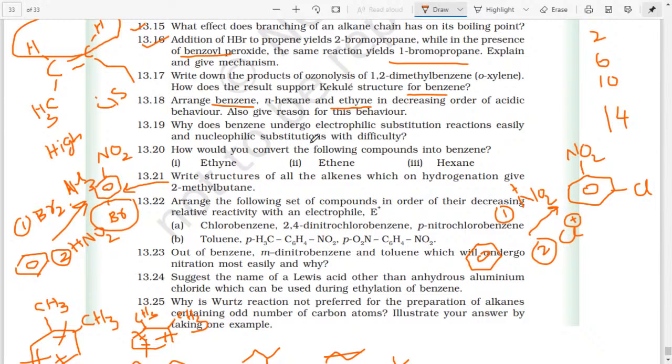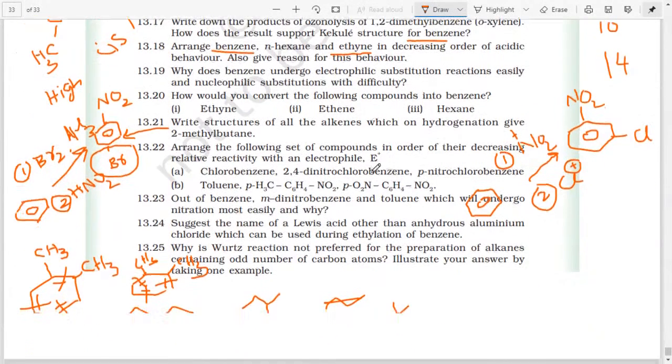Why does benzene undergo electrophilic substitution reaction easily and nucleophilic substitution with difficulty? Because it is already an electron-rich compound, so it undergoes electrophilic substitution reaction. Next, how would you convert the following compounds into benzene?